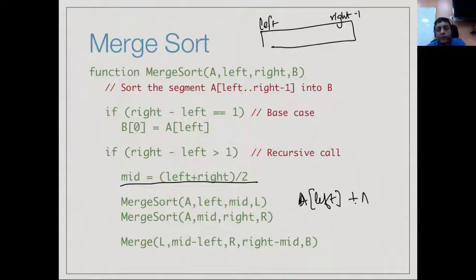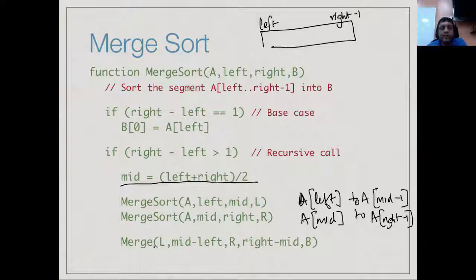to A[mid minus 1]. And this will merge sort from A[mid] to A[right minus 1]. So what we want to make sure is that we are not accidentally overlapping. So we want to make sure that this mid value, the value at A[mid], is only in one of them, namely it's in the right hand side, not in the left hand side.